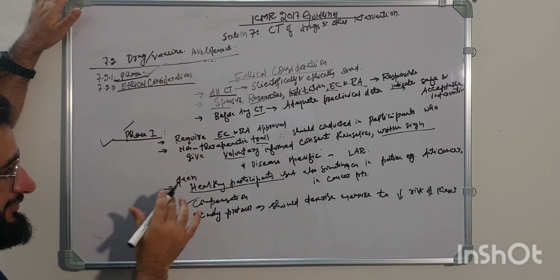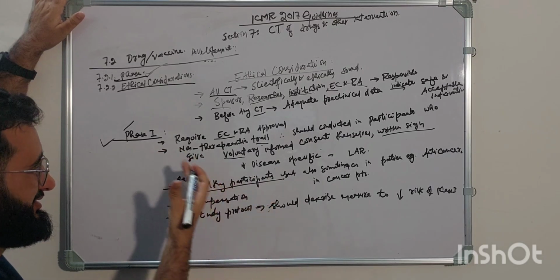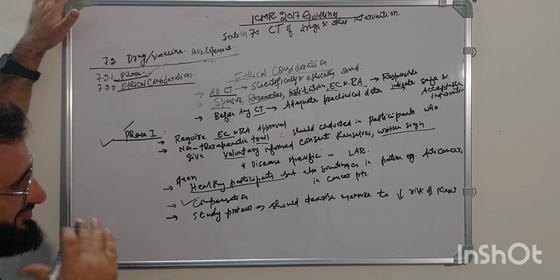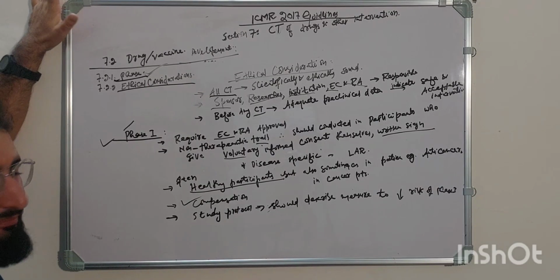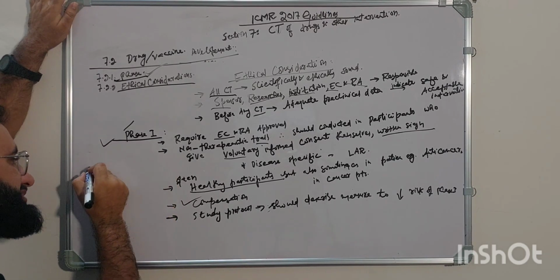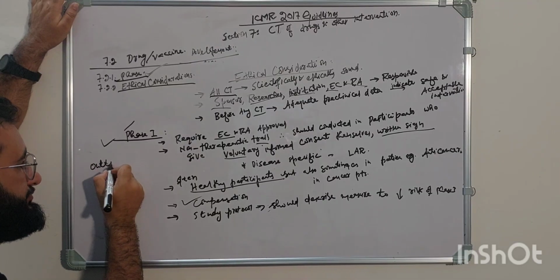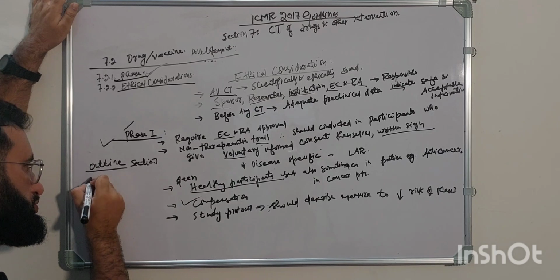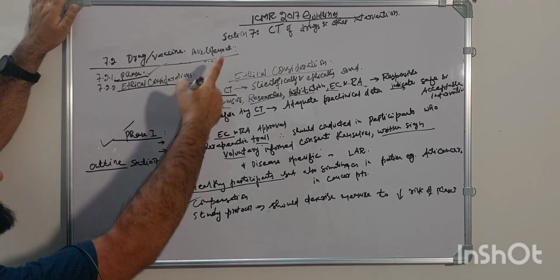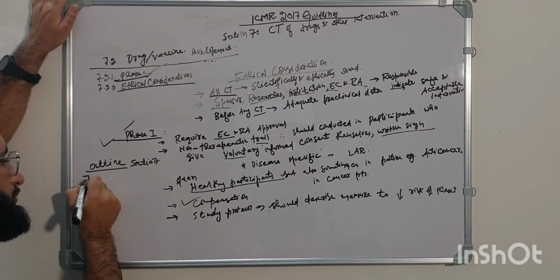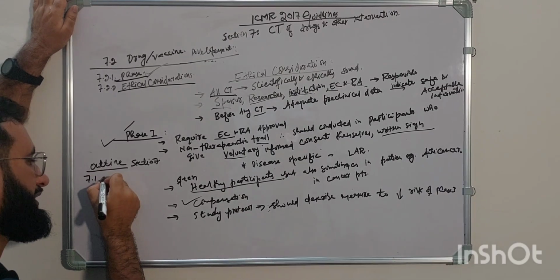Next we will discuss the second thing. See, this is actually a huge topic, and we have to discuss it in a manner so that we can remember it maximally. That's why, if you see the outline of section 7, section 7 is on trials of drugs and other interventions. First they have discussed 7.1, general guidelines.